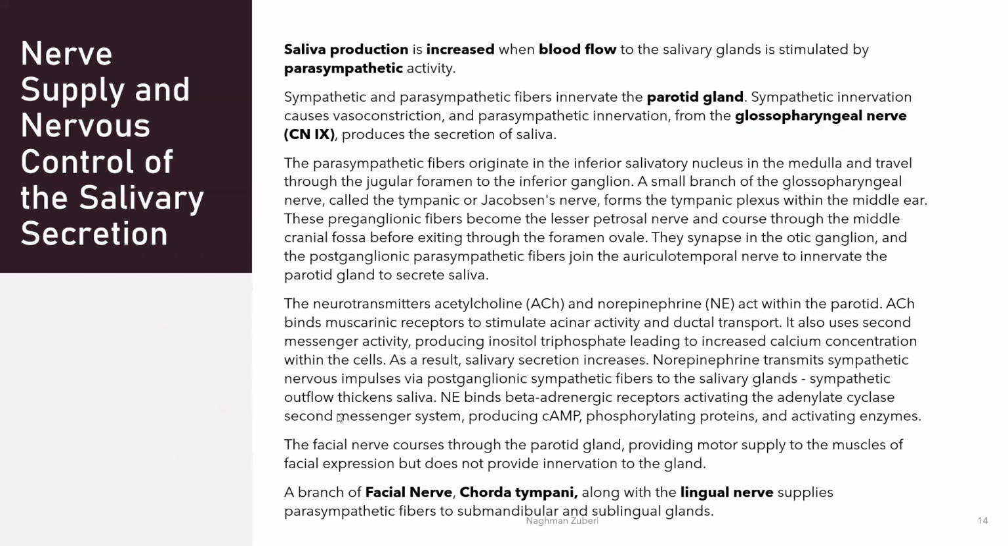The parasympathetic fibers originate in the inferior salivatory nucleus in the medulla and travel through the jugular foramen to the inferior ganglion. A small branch of the glossopharyngeal nerve, which we call the tympanic or Jacobson nerve, forms the tympanic plexus within the middle ear. These preganglionic fibers become the lesser petrosal nerve and course through the middle cranial fossa before exiting through the foramen ovale. A question came on the lesser petrosal nerve.